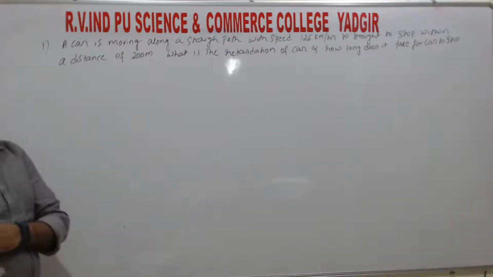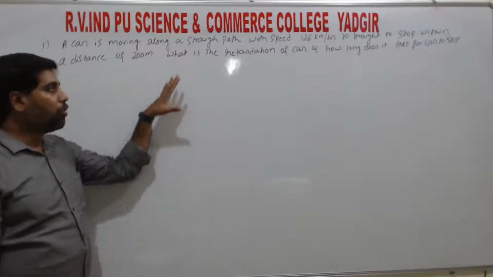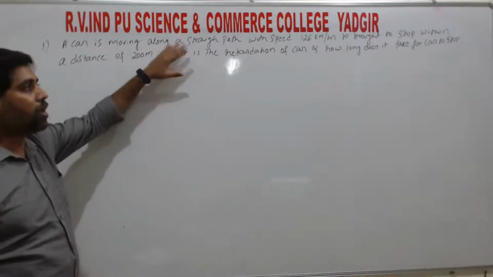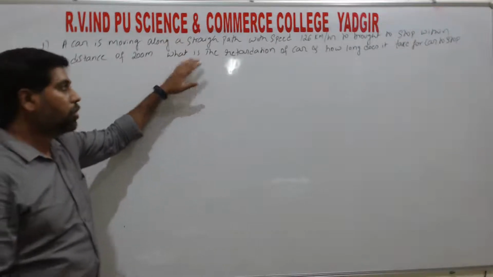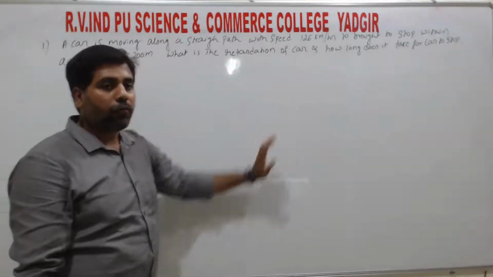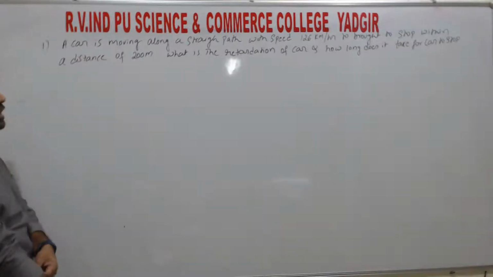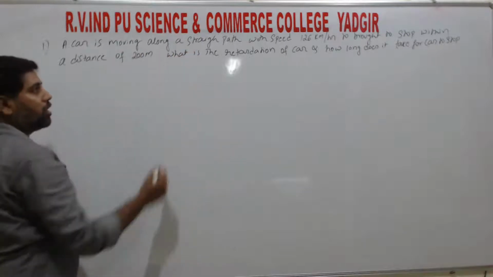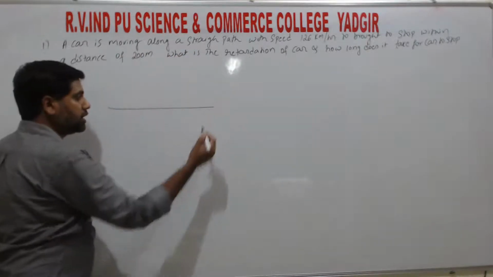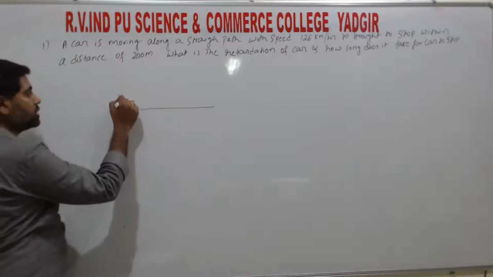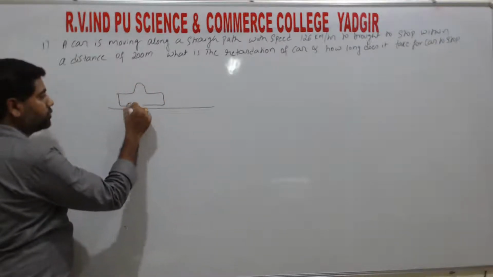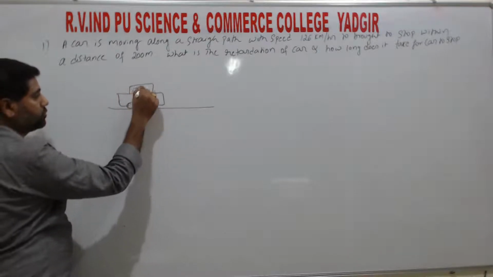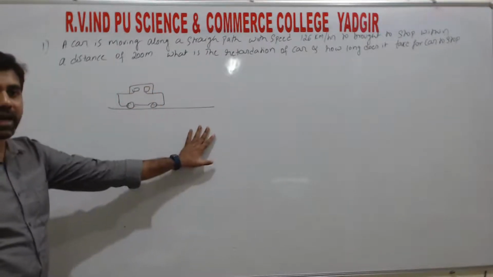So to solve the problem, first we need to understand the concept in the problem. What they are going to say, what we are going to find, and what the given data is to find the unknown variables, right? So they are saying a car is moving along a straight path. If we consider this as a straight path, one car is moving in a straight path.